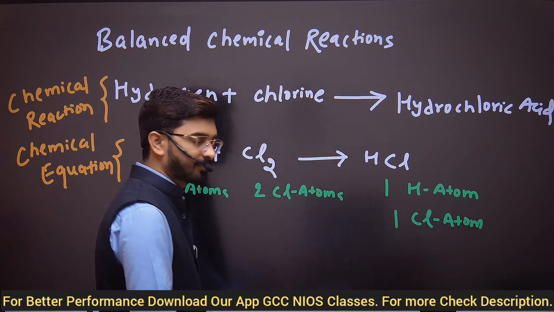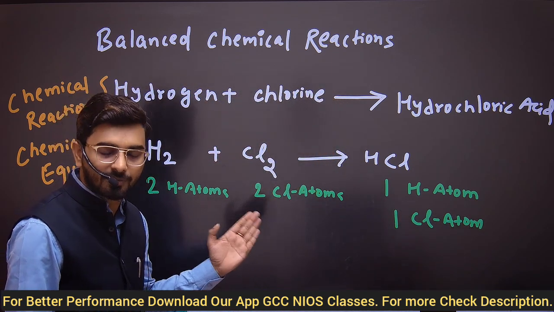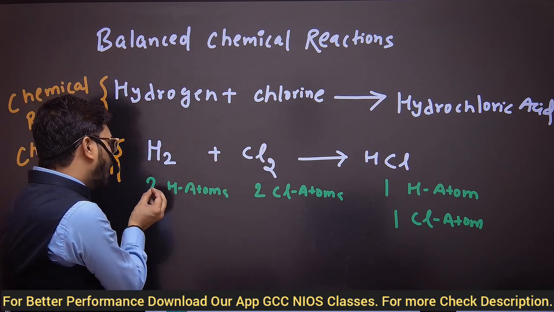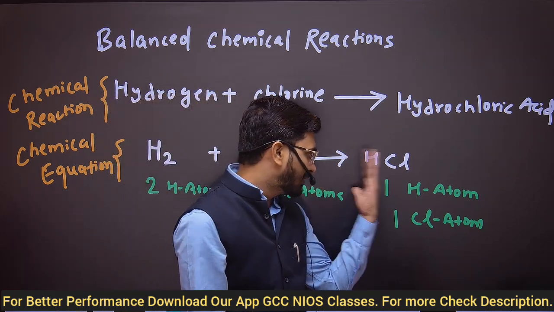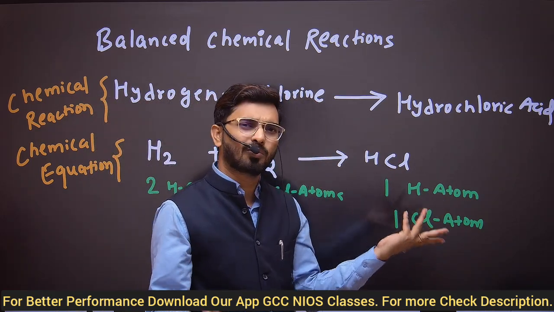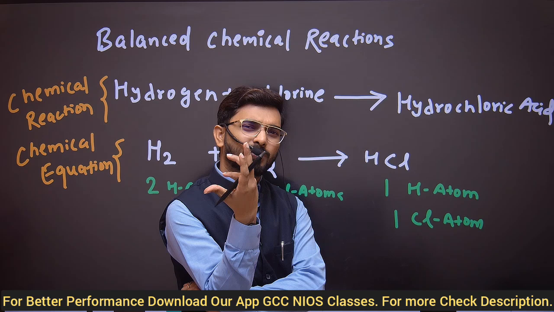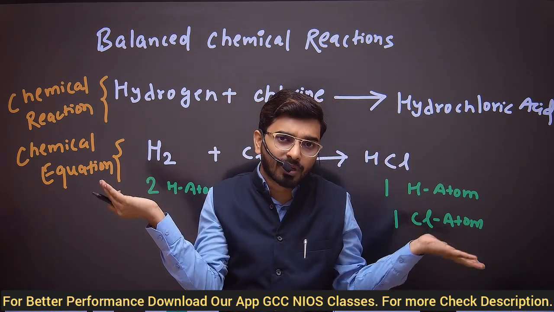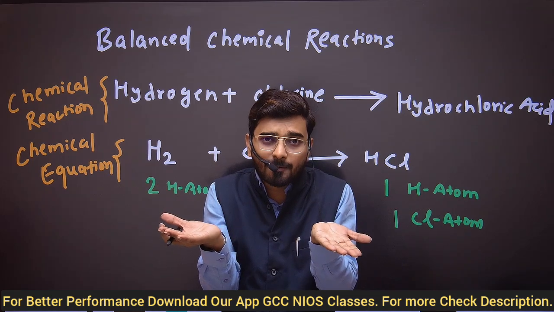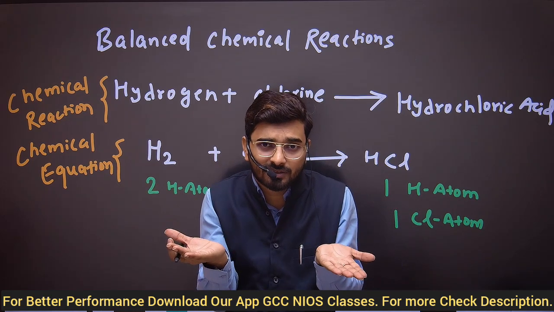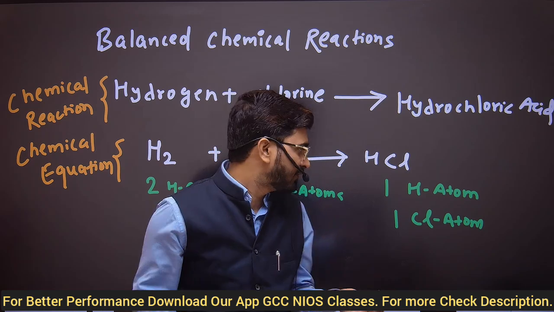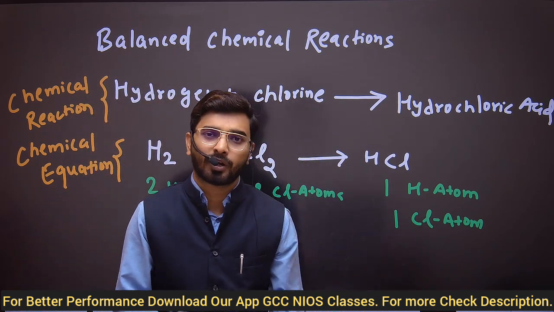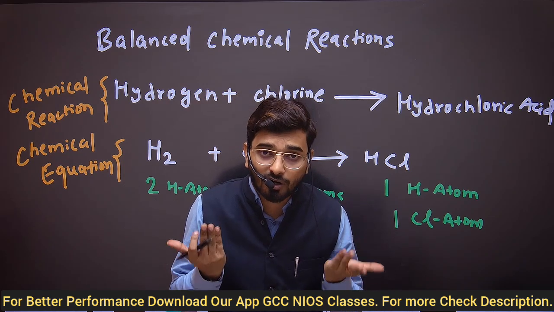Is it balanced? Check it. Is it balanced or not? On this side, the reactant side, we have two H atoms, but on this side, the product side, we have only one H atom. So it's not balanced. One side 2, one side 1. Is it balanced? Say yes or no. No sir, it's not balanced. In the reactant side, 2 chlorine atoms, and on this side 1 chlorine atom. Is it balanced? No, it's not balanced.